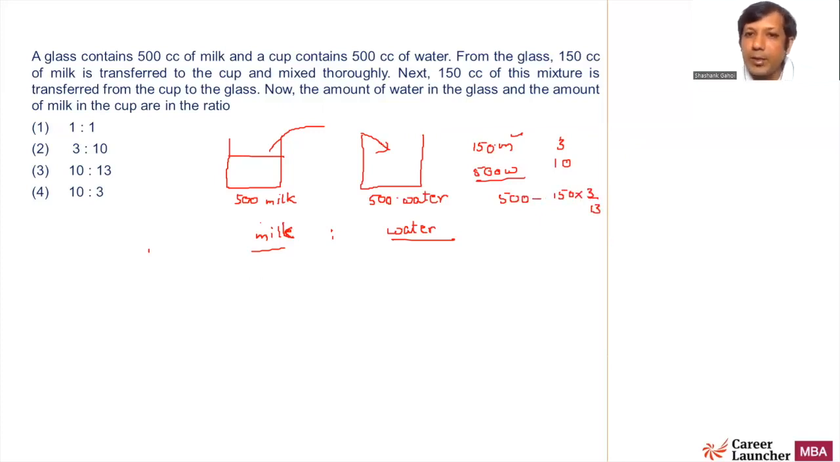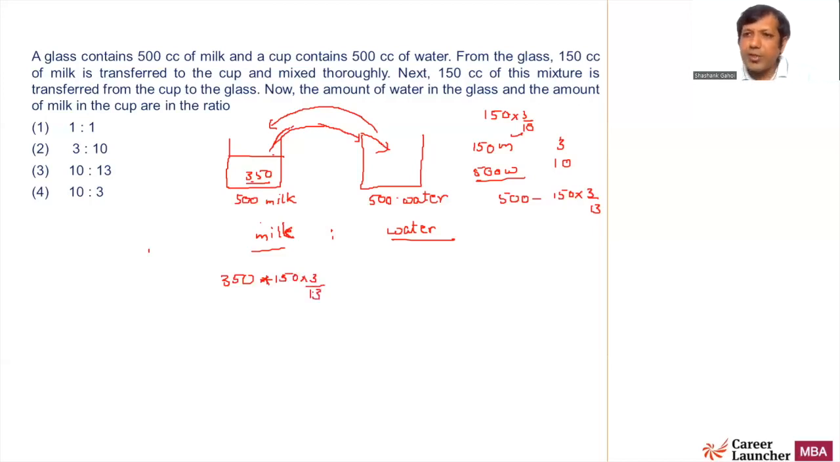How much milk I'm going to get from here? That is 150 into 3/13. Now when I moved the 150 cc from here, the left out milk is going to be this. And when I am bringing out the solution over here, I already have 350 cc of milk and 150 into 3/13 milk is more added.